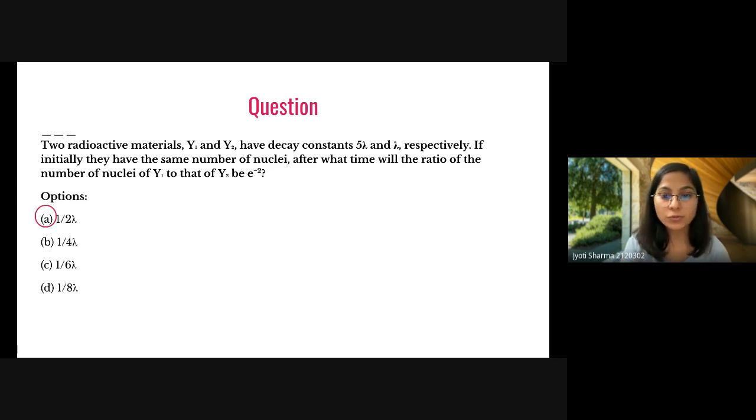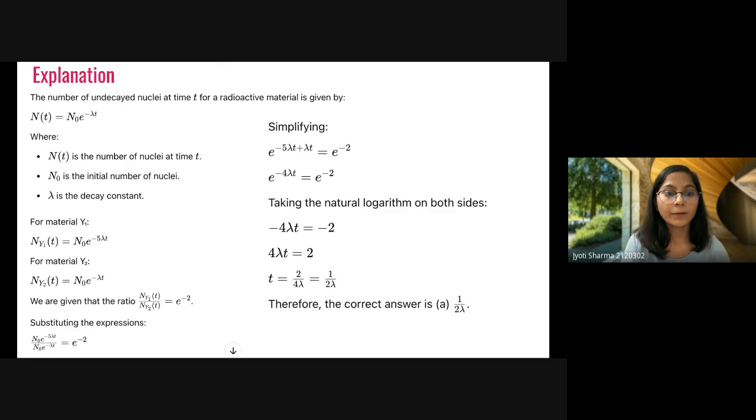Let me show you how we can do this. First, for material Y1, the equation will be n is equal to n naught e raised to power minus 5 delta t, and likewise you will calculate it for Y2. We know the ratio is given, and this ratio is e raised to power minus 2. So we will substitute that into the expression, and this is how we will calculate the time. This time will be equal to 1 by 2 alpha.